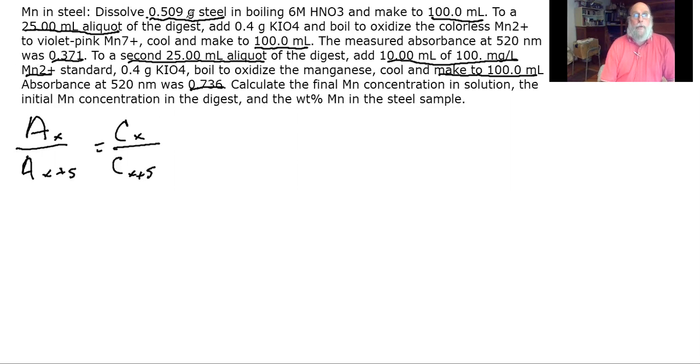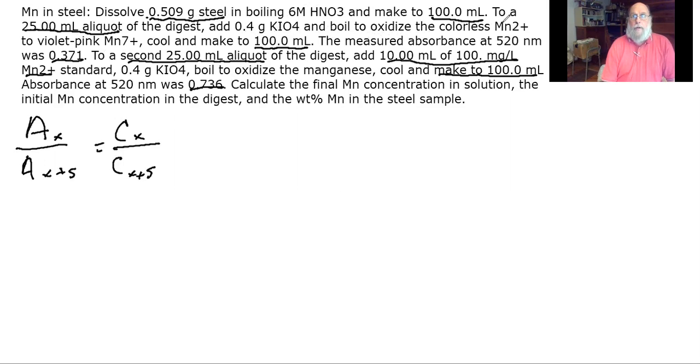So we start with about 1/2 gram of steel. We boil it in fairly strong nitric acid, make that up to 100 mLs. We're going to take 2 aliquots. The first one, we're going to take that, add some potassium periodate. The exact amount isn't important.